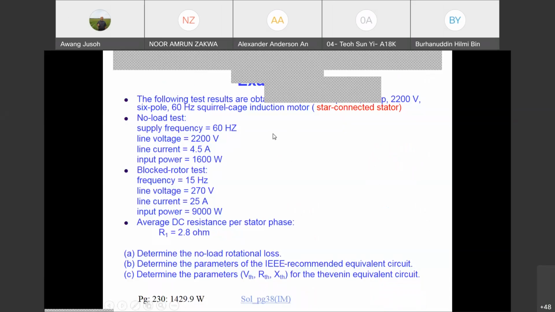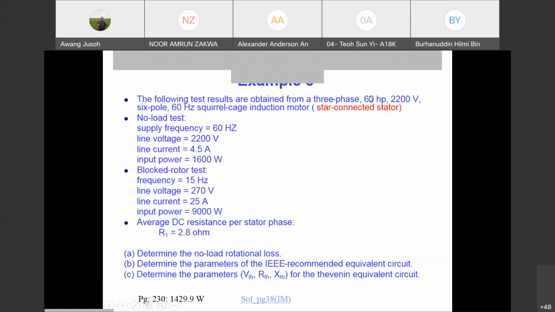Example 3, so we have done 1 to 2 and this is number 3. The following test results are obtained from a 3-phase 60 horsepower 2200 volts 6 pole 60 Hz squirrel cage induction motor, and the starter is connected as star winding. Okay, so we have the windings in the starter connected as star or Y, same thing. Sometimes you say Y or star, means same thing.